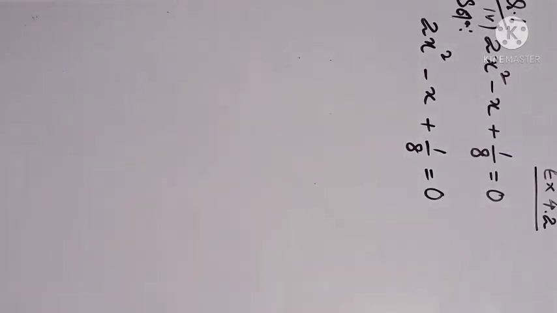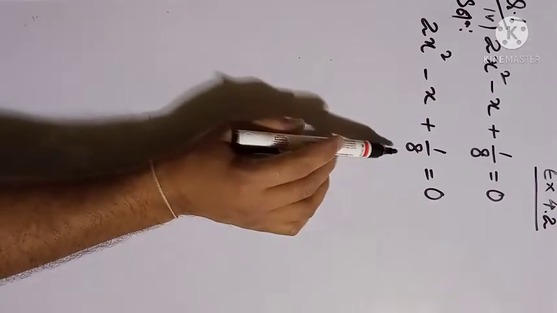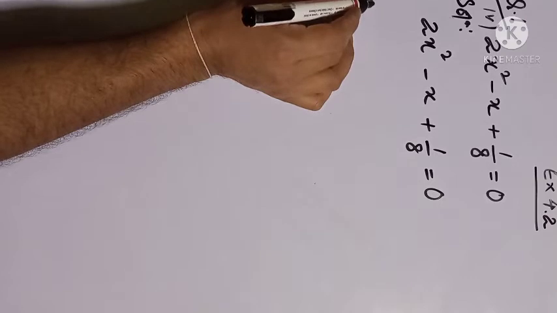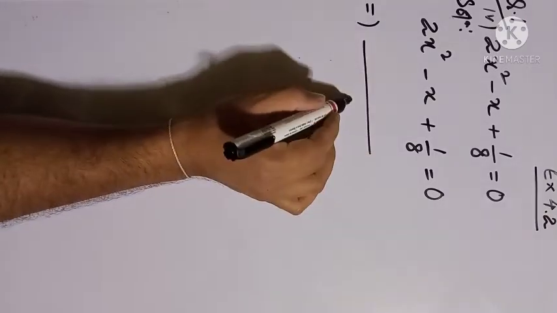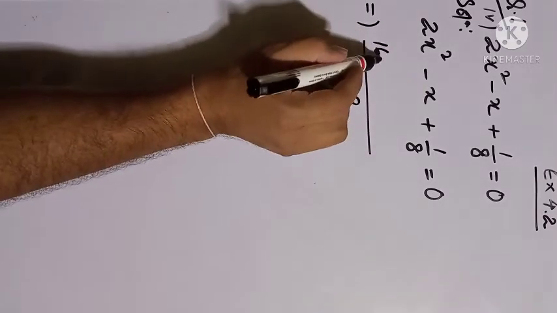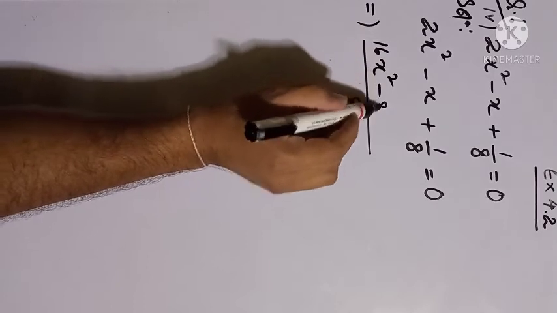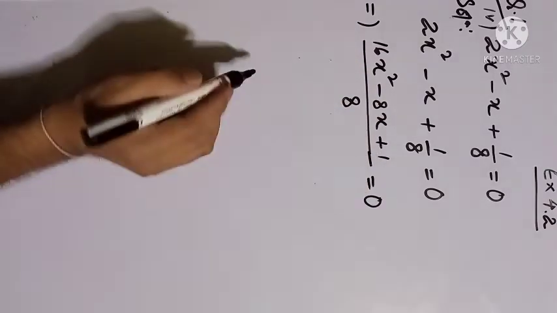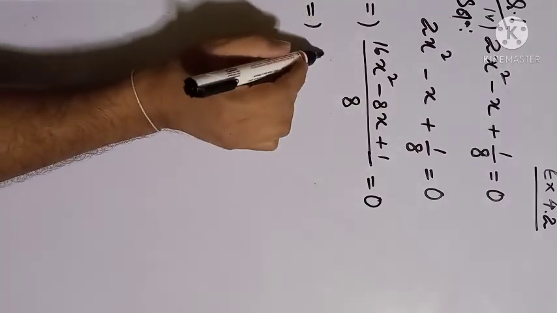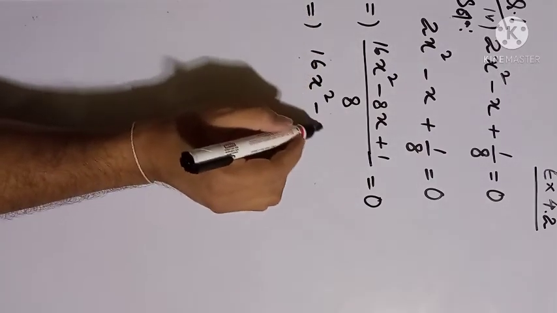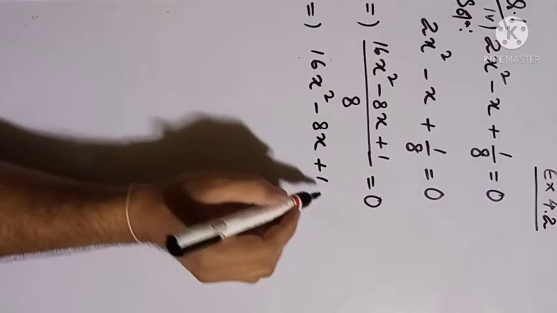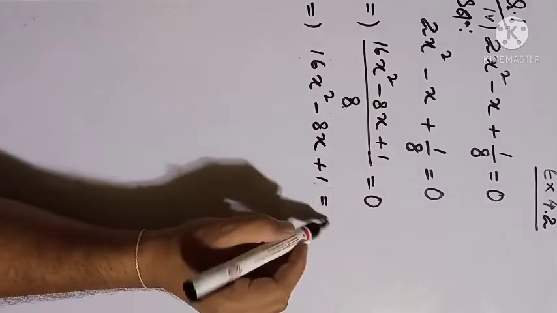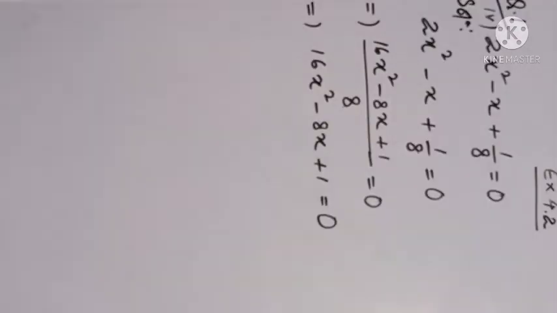So when we see the left hand side, they have different denominators. Some of them are having 1 and one of them is having 8. Okay, so we have to take the LCM. Now it will be 8. So here 16x square minus 8x plus 1. Then we have here 0. So 16x square minus 8x plus 1 equal to 8 into 0, we get here 0.